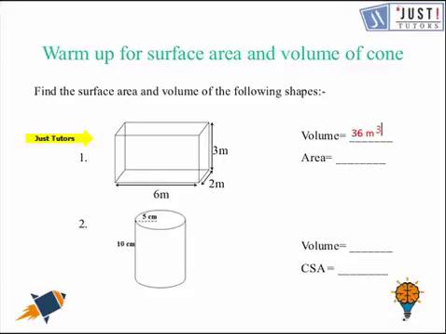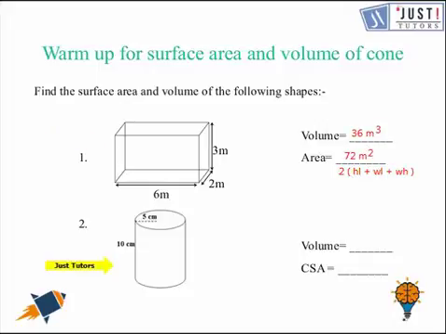To calculate the total surface area of this, we'll use the formula 2 times HL, that is height and length, plus WL, that is width and length, plus WH, that is width and height. So if we put the values in this formula, the answer that we'll calculate is 72 meters, and because it's area, it's squared.